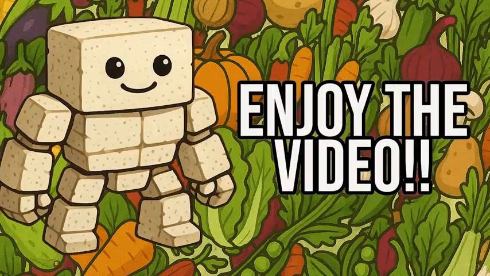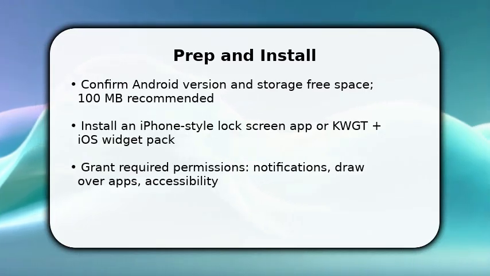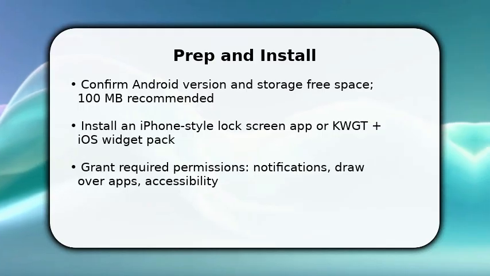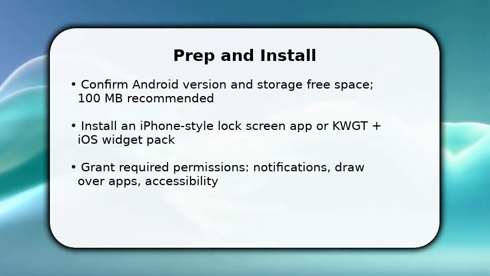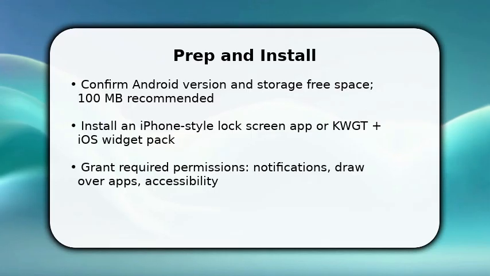Please enjoy the video. You start by preparing your Android. Check system version and free space, then install an iPhone-style lock screen app or a widget engine plus an iOS widget pack. Once installed, open the app and immediately grant notifications and draw over apps. These let the custom lock mimic iPhone behavior.